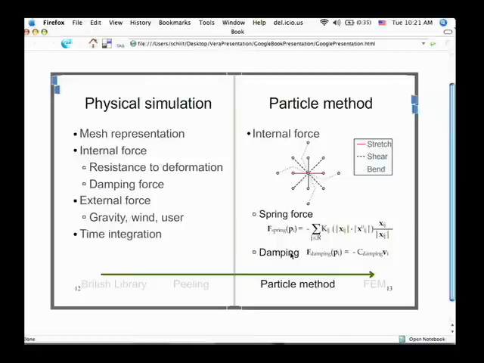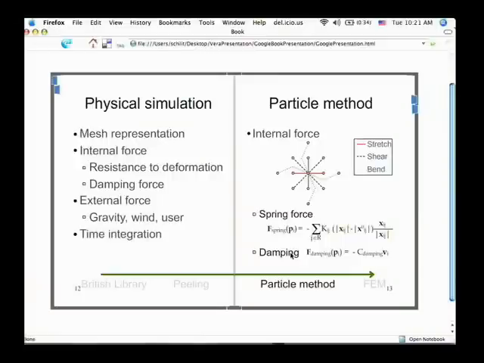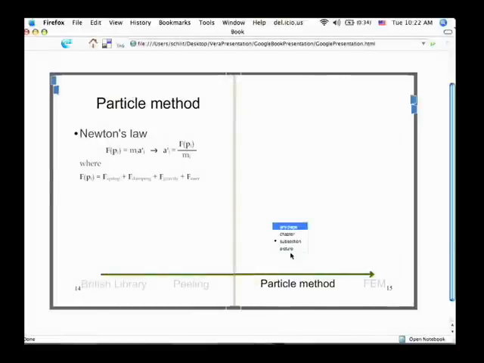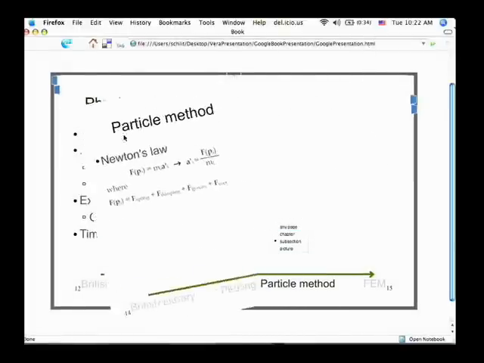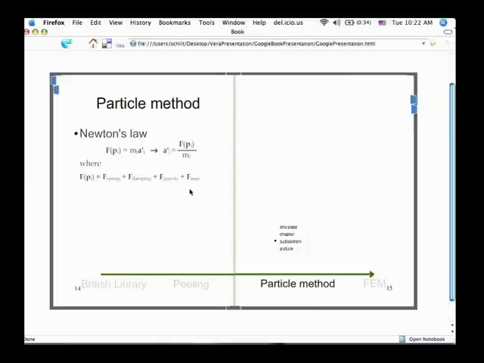So for example, if you have a normal flexible paper, it's not easily stretched and sheared, but it can be easily bent, then you choose a high spring constant value for the stretch and shear springs, but a small constant value for the bend. The second internal force is the damping force. This is the friction force within the deformed material. And the 2 external forces that are applied to the paper are the gravity force and the user force.